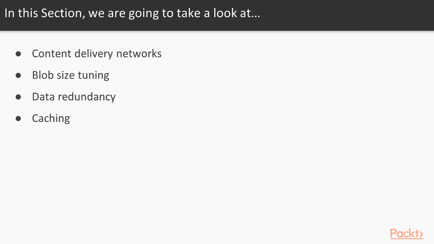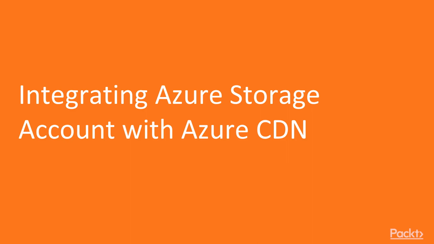We will start off with the introduction of content delivery networks. Then we will move ahead and configure the blob sizes to make sure that our users can quickly access the blobs and the contents. Later on, we will take a look at how Azure replicates the data in different regions and how we can access them. Lastly, we will take a look at the caching services offered in Azure CDN, integrating Azure Storage Account with Azure CDN.